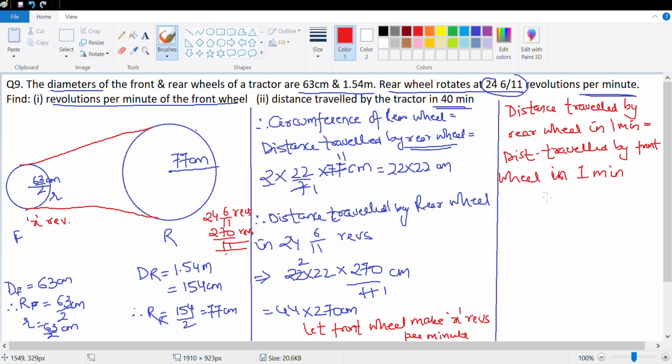Perfect. So distance traveled by the front wheel would be 2 pi r multiplied with number of revolutions, which in this case would be 2 into 22 upon 7 into r, which is 63 upon 2 multiplied with x. Yes, that would be equal to 44 into 270. This is the distance traveled by the rear wheel in 1 minute. We just calculated 22 into 244 and 270.